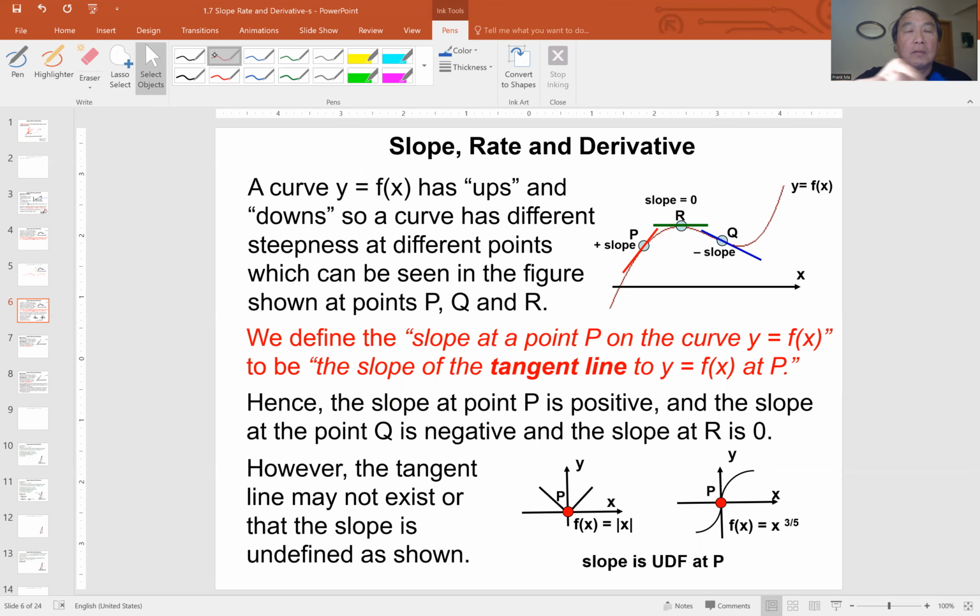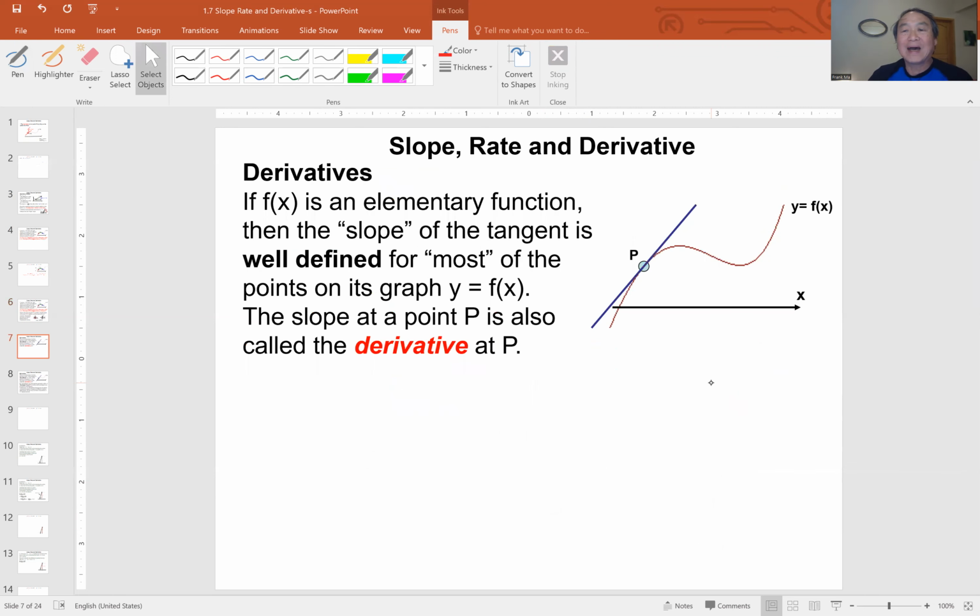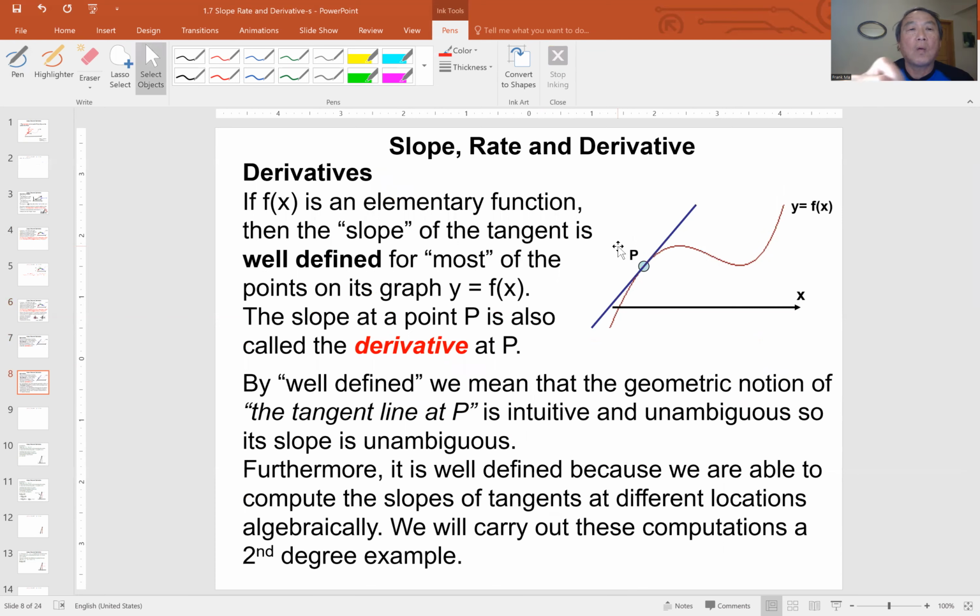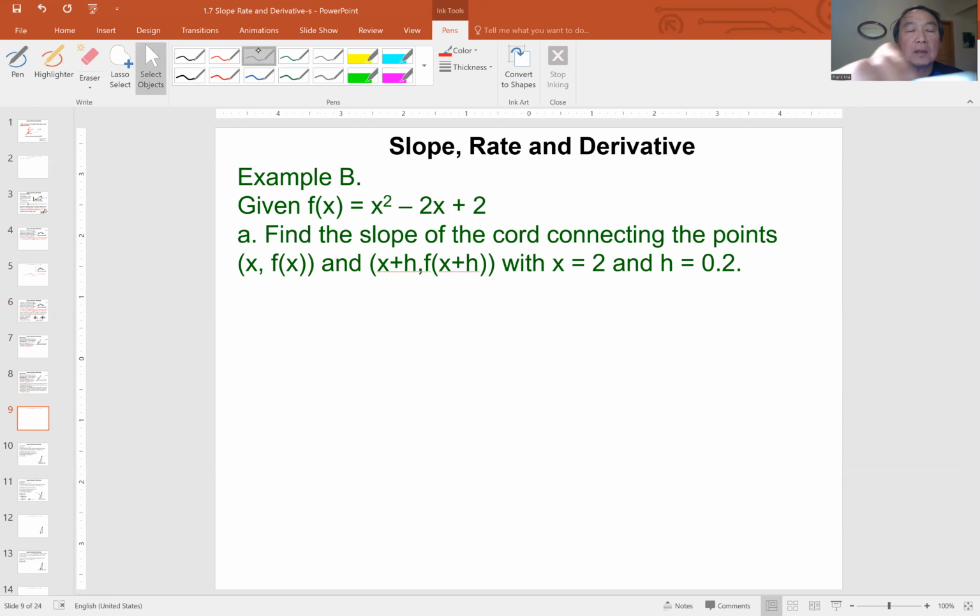And a reminder that there are points on a curve where the slope doesn't exist. Over here, we really don't have a tangent line. Over here, the tangent line is vertical, so it doesn't have a slope. So we might not have slope. The derivative is another name for the slope at a point. And the slope at a point, we use that to define the steepness at that point. And here's how we calculate it, from this example from previous sections.